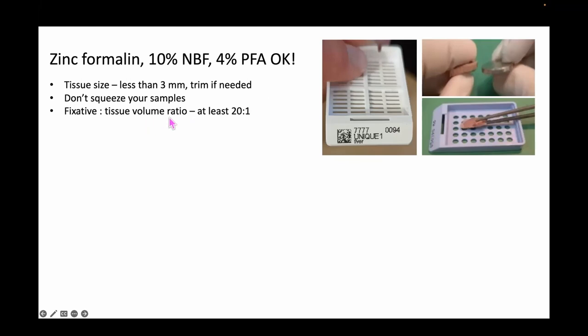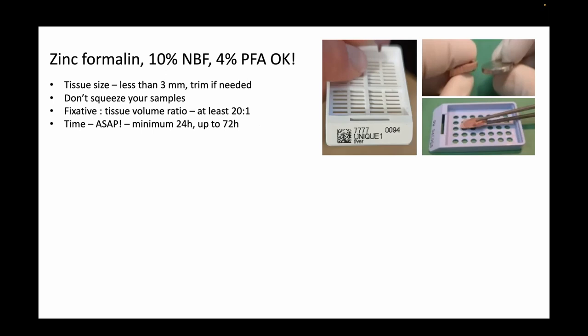Fixative to tissue volume ratio needs to be at least 20 to 1. Fixatives are cheap. Your time and your materials are expensive. Don't be cheap. Don't save money by ruining your experiments.